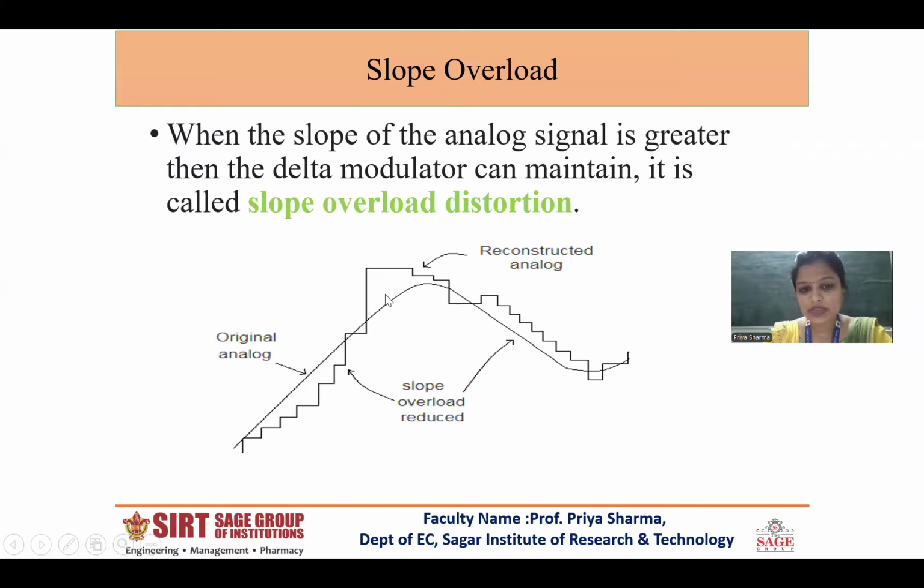So this is called slope overload distortion. The distortion takes place because the step size is fixed. It cannot follow the massive signal. So this is slope overload.